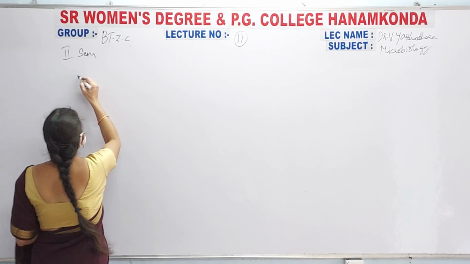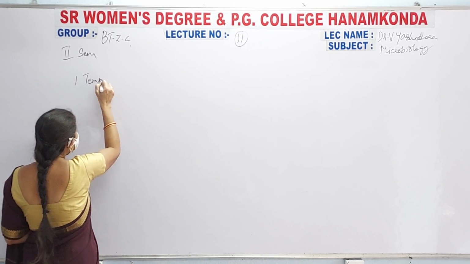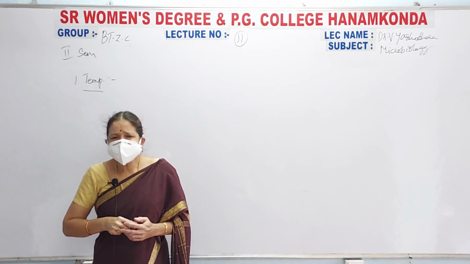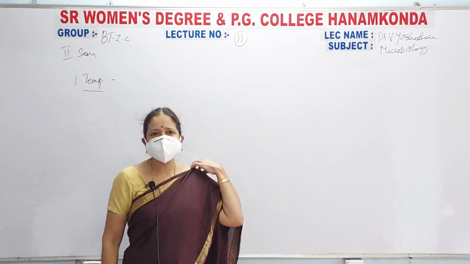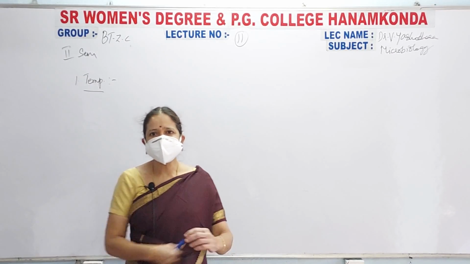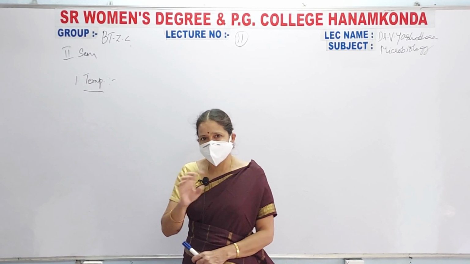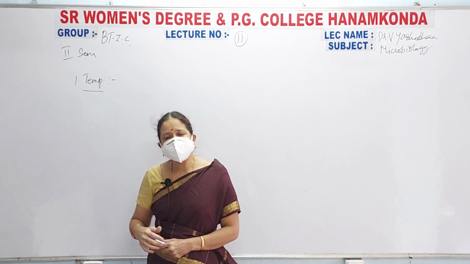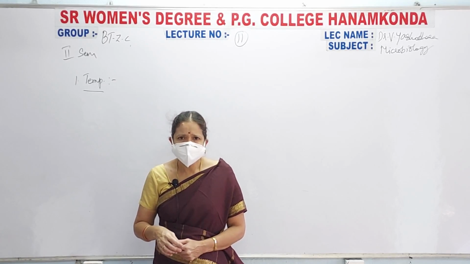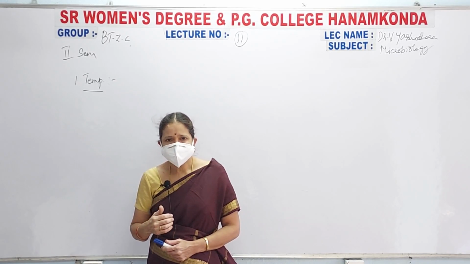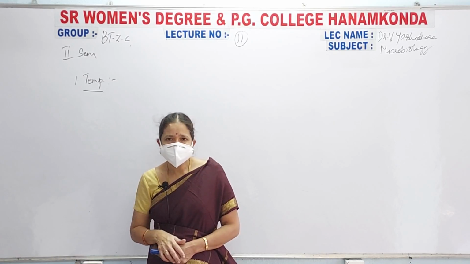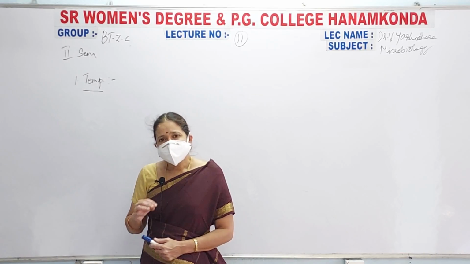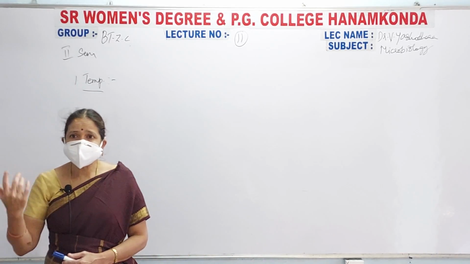Of them, the first one is temperature. All of you know temperature. Temperature plays the most important role in the growth of microorganisms. Temperature affects the growth of microorganisms. Generally, at very low temperature, microorganisms do not grow. At very high temperature also microorganisms do not grow. What happens at very low and very high temperature?